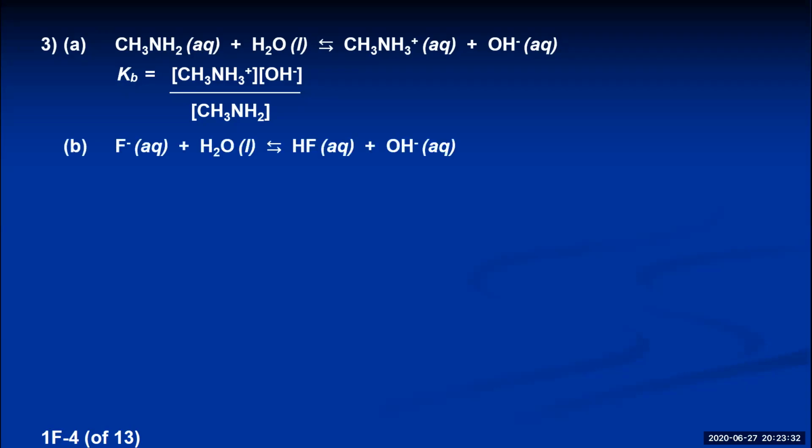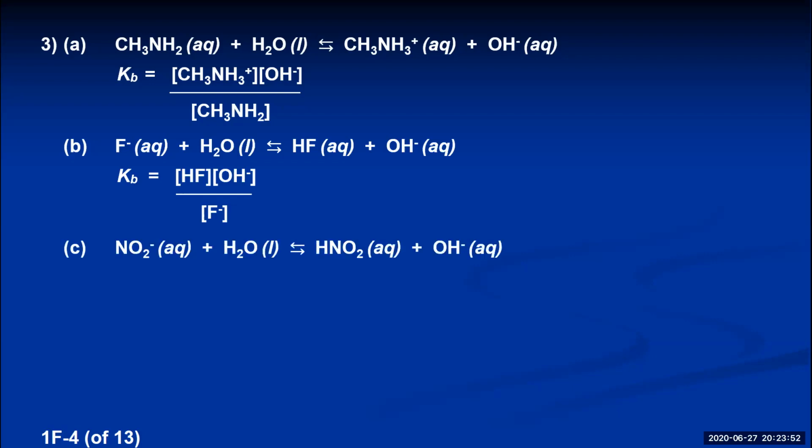B, F minus plus H2O is in equilibrium with HF plus OH minus. Equilibrium constant expression, it's a Kb because the fluoride ion is acting as a base, it's gaining a hydrogen. Kb equals molarity of HF multiplied by molarity of OH minus divided by molarity of F minus. C, NO2 minus plus H2O is in equilibrium with HNO2 plus OH minus. Equilibrium constant expression, Kb equals concentration of HNO2 multiplied by concentration of OH minus divided by concentration of NO2 minus.